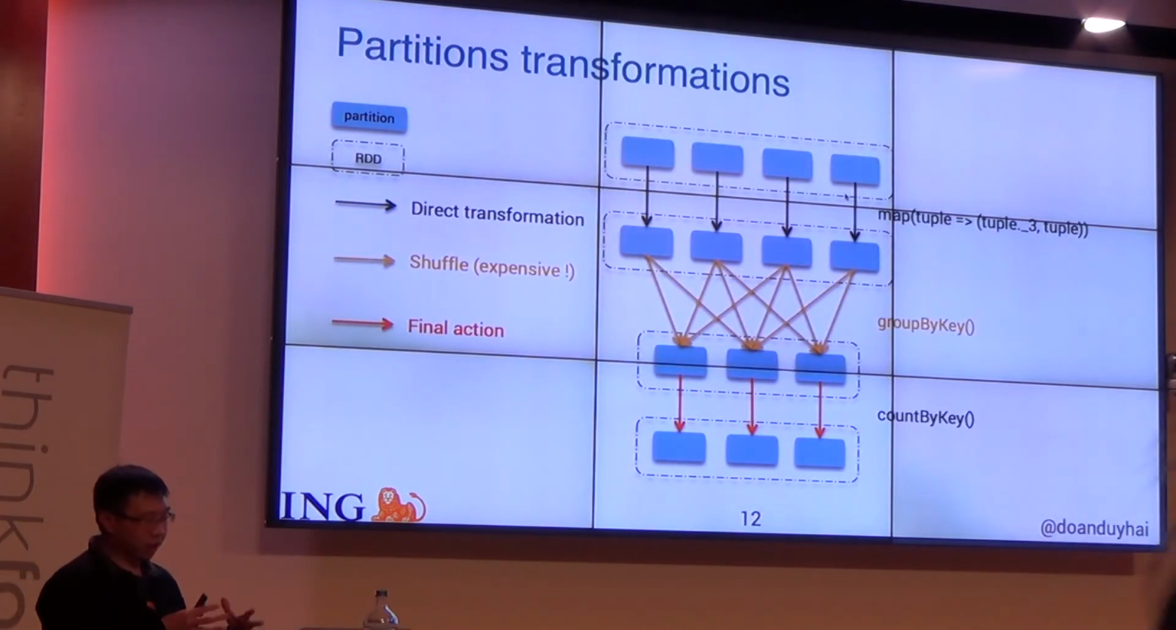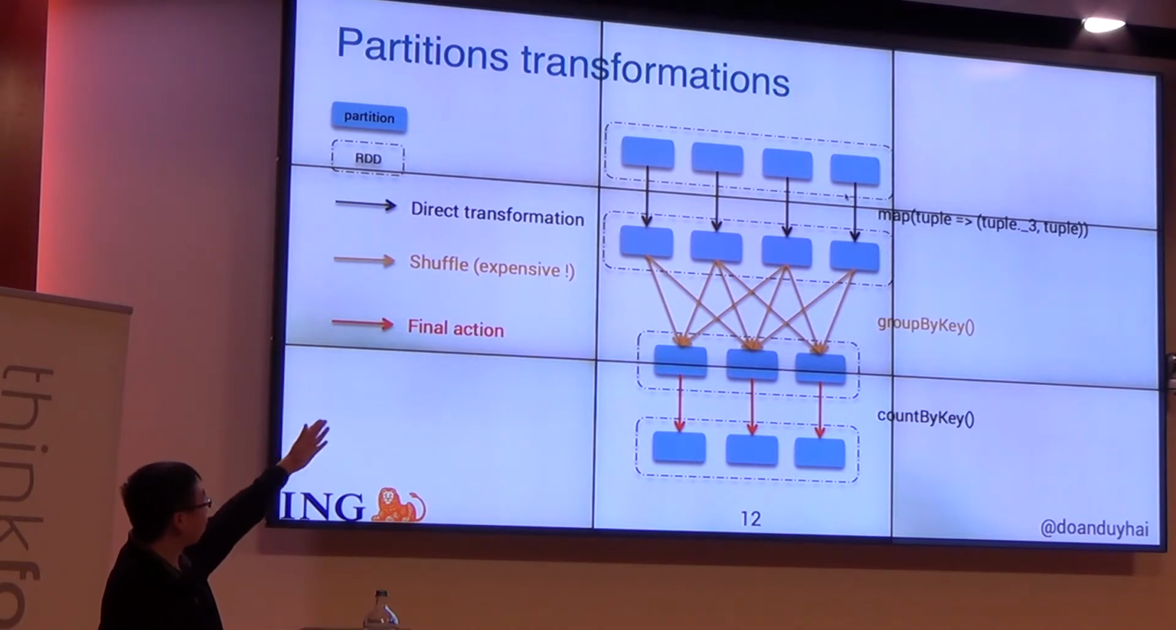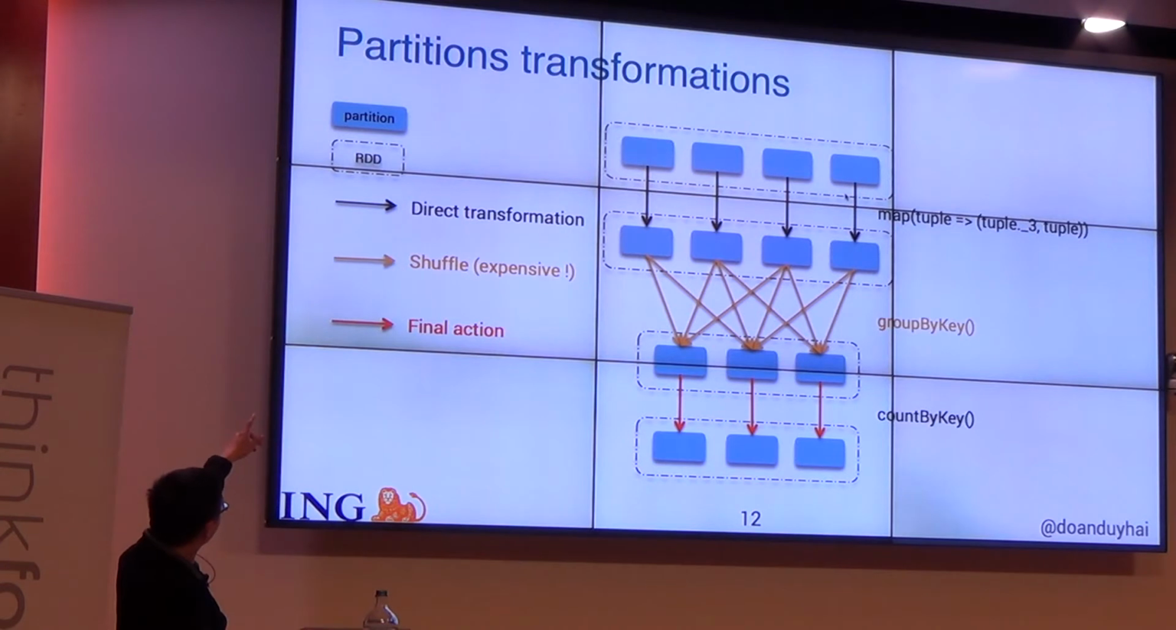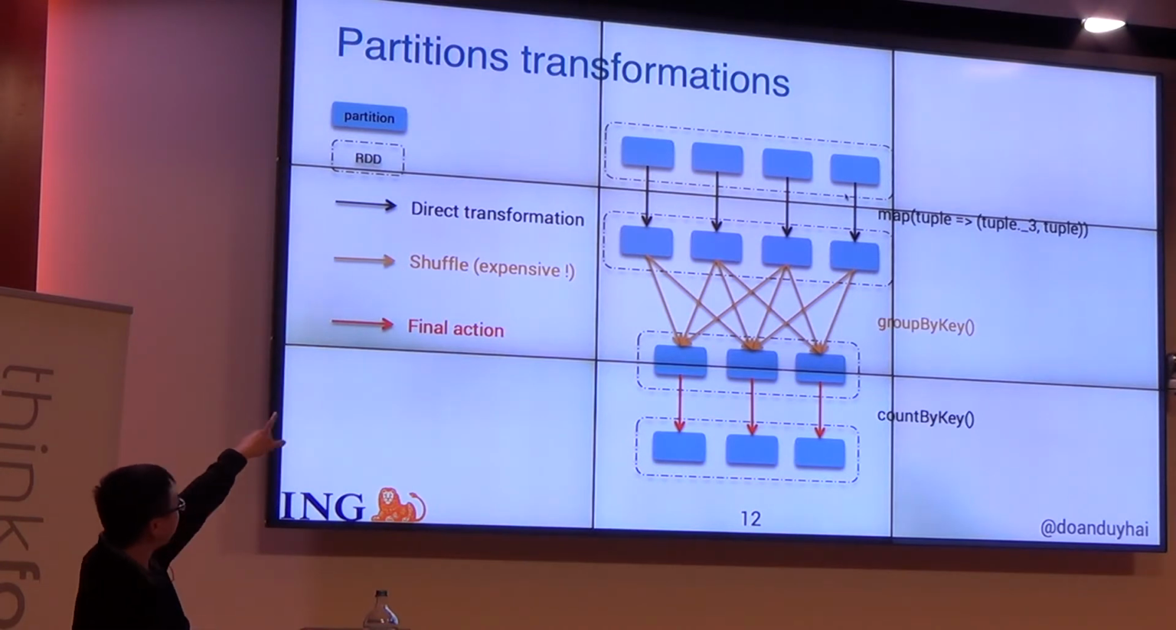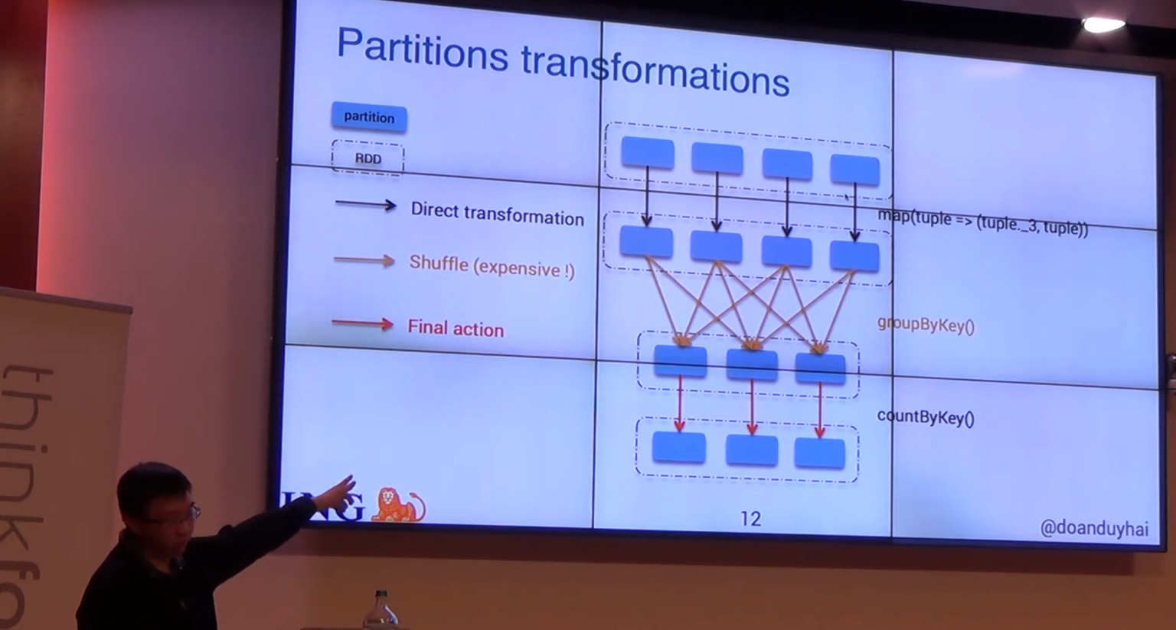So here is a very graphical view of what is happening. Each rectangle is your partition. The white rectangle with dotted lines is your distributed collection, right, the RDD. So you have direct transformation. Shuffling will send data all over the network, which is expensive. And then final actions.